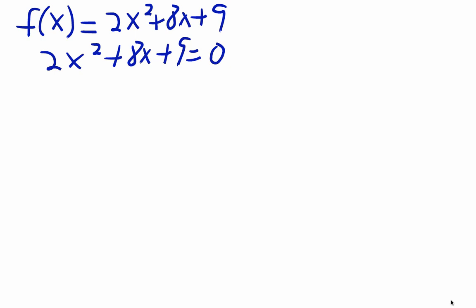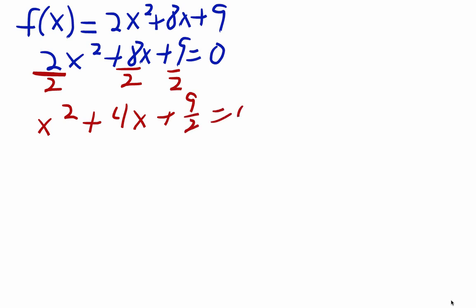Set it equal to 0. Now if you remember the previous completed square, this number right here, your a value, always has to be a 1 in order to complete the square. If it's not, then we have to factor out a 2 from everything. So we're just going to divide everything by 2. If you divide that by 2, divide that by 2, divide by 2, I have x squared plus 4x plus 9 halves. Put the 9 halves on the other side, so I have x squared plus 4x, leave a blank there because you want to find your new c, equals negative 9 halves.